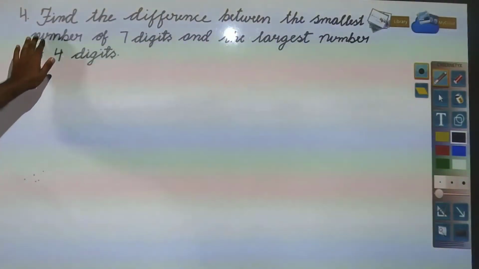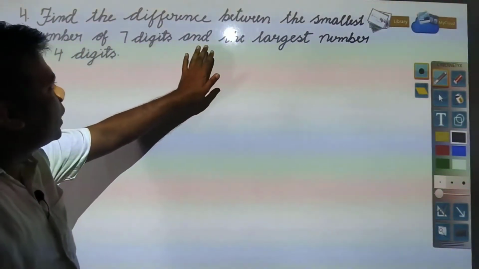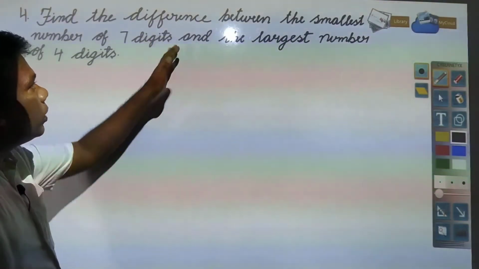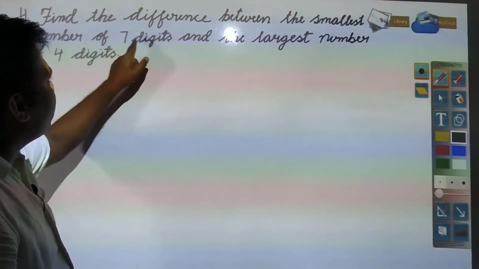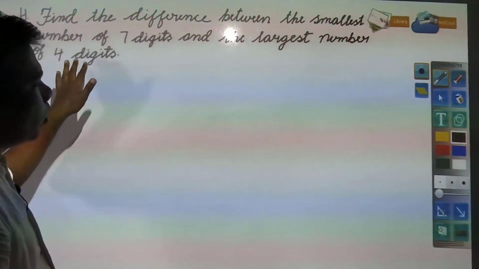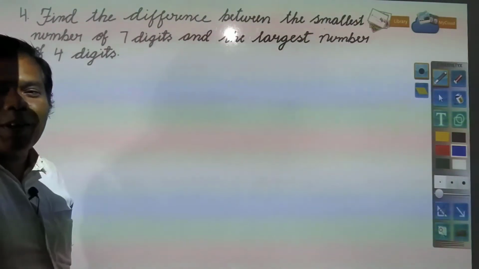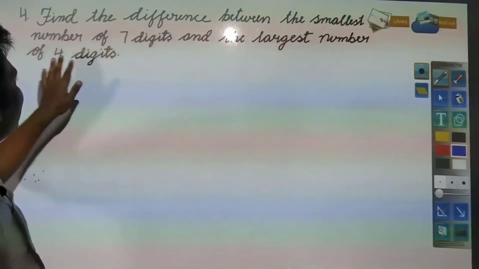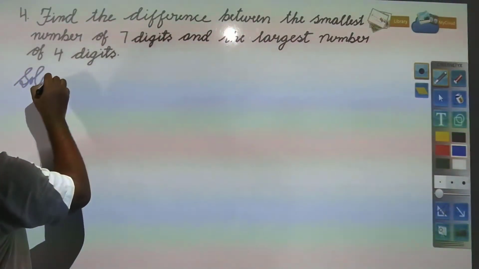Here you have the fourth question. Find the difference between the smallest number of 7 digits and the largest number of 4 digits. What you need to do is find the difference between the smallest number of 7 digits and the largest number of 4 digits. I hope you are in class 6, you must know the smallest number of 7 digits and the largest number of 4 digits. Here you see how we will solve.